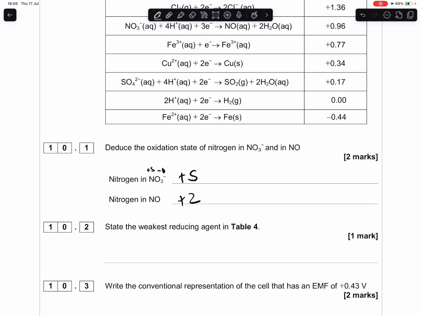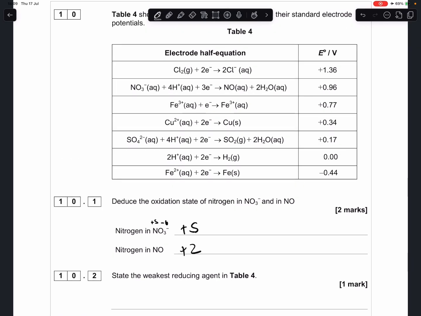State the weakest reducing agent in table 4. So a reducing agent is something that causes something else to be reduced, or causes something else to gain electrons. Therefore, it in itself is being oxidized, because it's losing electrons, reducing something else. It's a reducing agent. So, if we look at table 4, if we remember, the most negative E0 value is the one that is most likely to be oxidized. It's the best at being oxidized. But we want the thing that is worse at being oxidized, the weakest reducing agent.